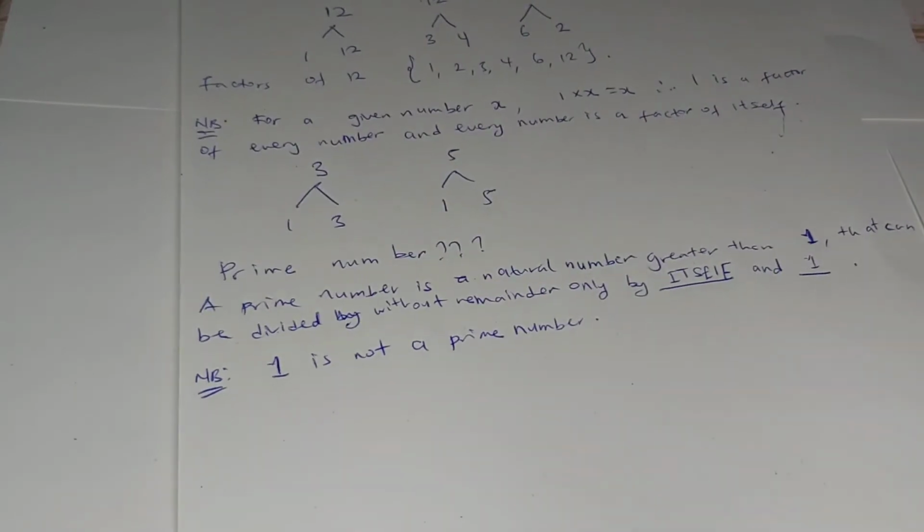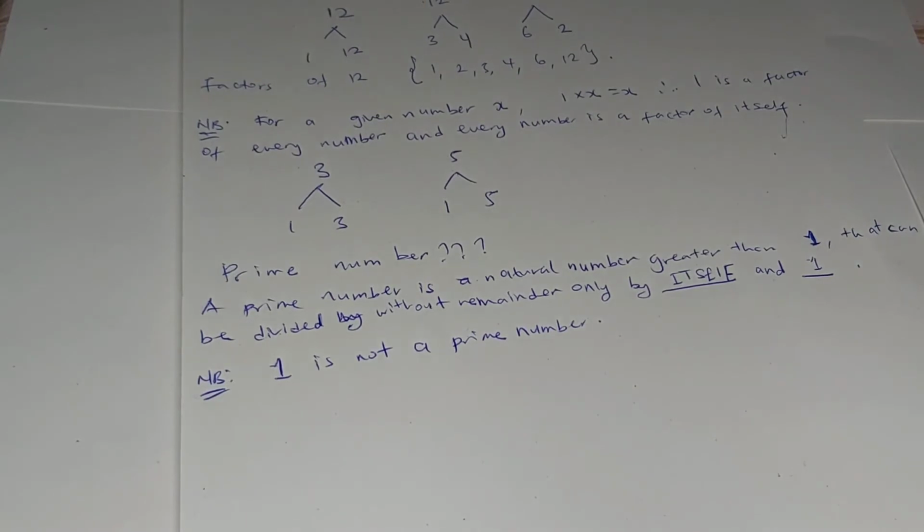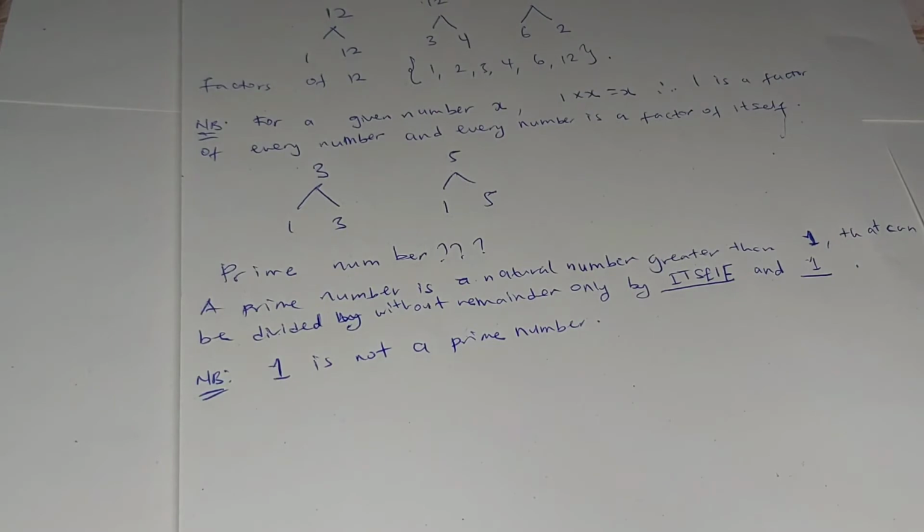Okay. So the first 10 numbers, what are they? Starting from 0 to, let's say, 50. What are the first prime numbers?